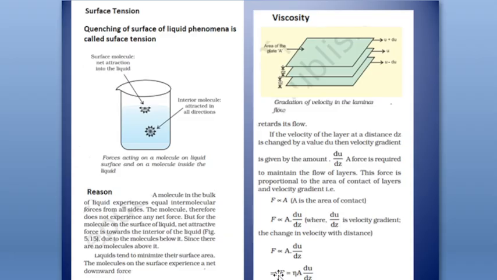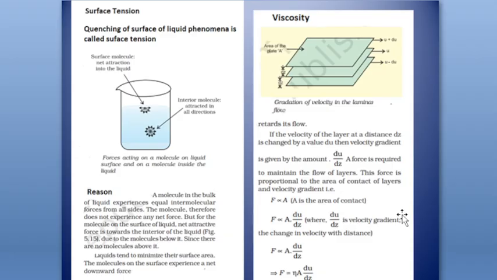molecules below the surface get tensed. Since there are no molecules above it, liquids tend to minimize their surface area. The molecules on the surface experience a net downward force. So this contraction of the surface of the liquid phenomenon is known as surface tension.